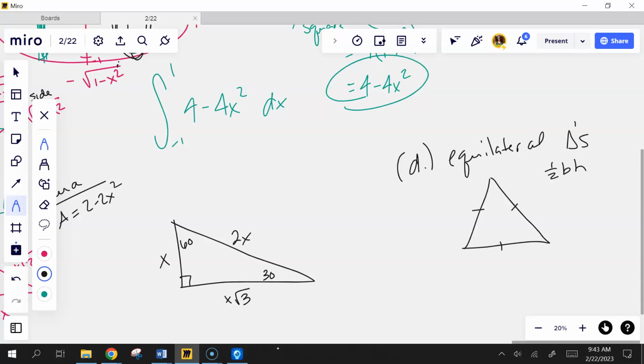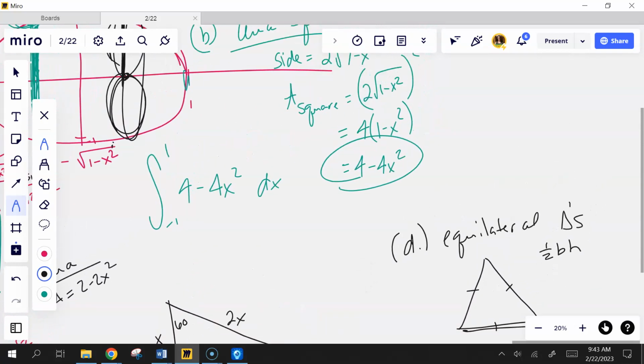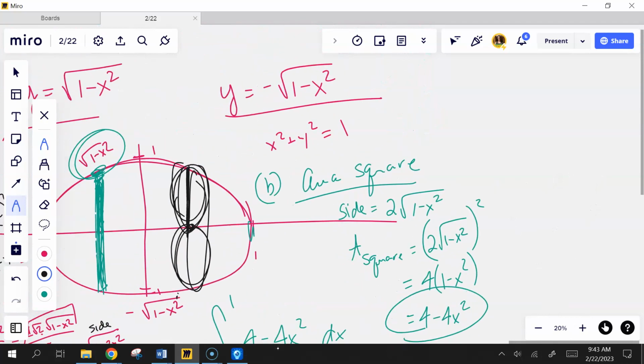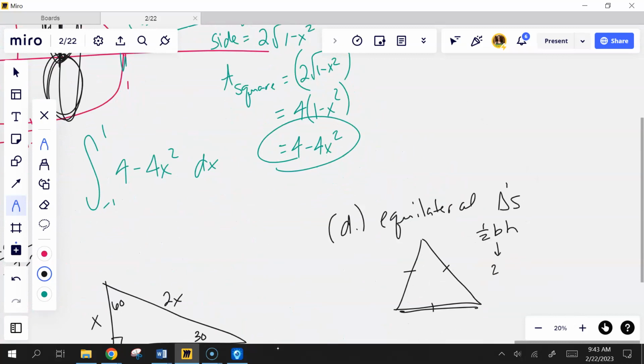1/2 base times height. I know the base, or I should know the base. The base sits on the plane, right? The base is the same thing I've been working with this whole time. It's 2 of these, or this whole length, right? So it's 2 times, what was it? The square root of 1 minus x squared. That's the base. The height is what I need. The height is going to be a little bit of trouble for me. I've got this equilateral triangle. My height drops down. How in the world am I going to find that?